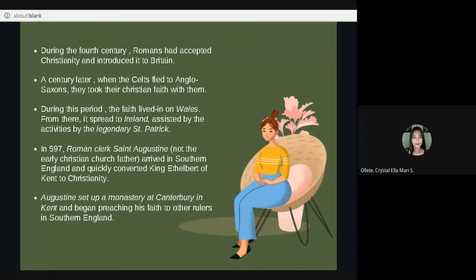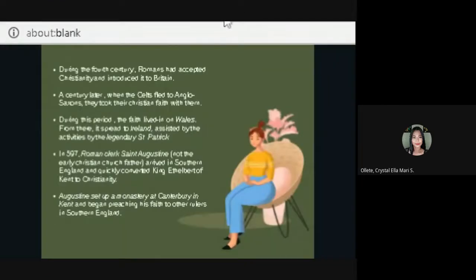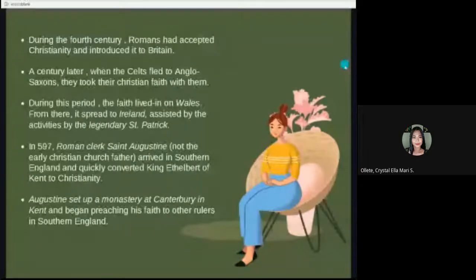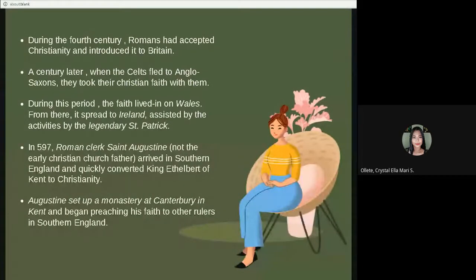So more and more British began accepting Christianity as their religion. But at that time, it had not yet won the hearts and minds of the population. Pagan beliefs were still prevalent while Christianity was only a minority religion.